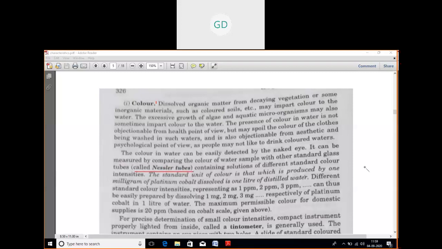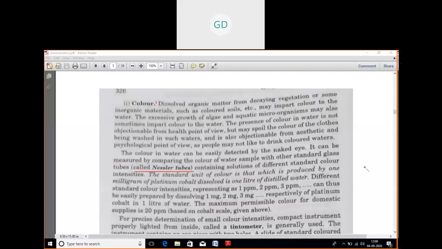In that Nessler's tube, some standard colors are already present. Some standard color intensities, like green, yellow, blue, are already present in that tube. Now you have a raw sample with you, which is a colored sample. Now what you do is compare the color of your sample with the Nessler's tube. Whatever color it matches, that amount of color is present in that water.